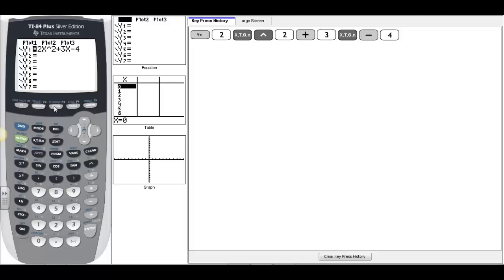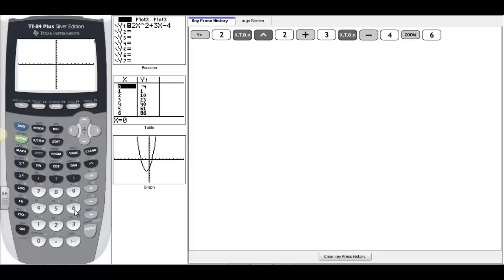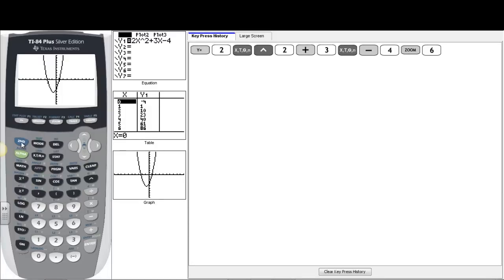So we want a standard window, so let's do a zoom 6 so we can see the graph. And that's a great graph. We can see everything we need to do. So if you look at this graph, it has a lowest point, and the lowest point would be a minimum point on the graph. To find a minimum, we need to do second trace.